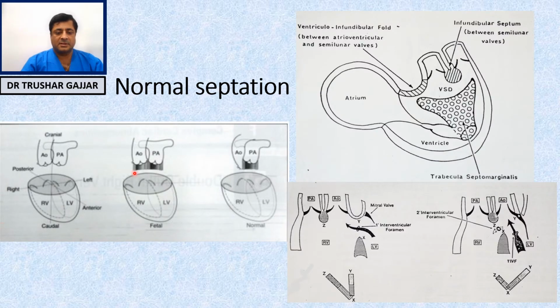So we have seen this conal regression, subaortic conus regression, regression of the inner curvature of the heart, and plugging of the infundibular septum between the two limbs of the septomarginal trabecula. All this will lead to the formation of the ventricular outflow tract.